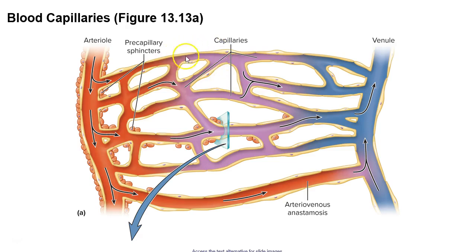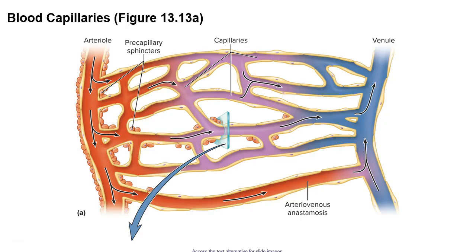And you can see that the capillaries themselves are very thin-walled. They're made up of just endothelium, which is simple squamous epithelium. It's a very, very thin tissue, which makes it very easy for these gases and nutrients to be able to pass through those capillary membranes and get into the tissues that are interwoven in between them.